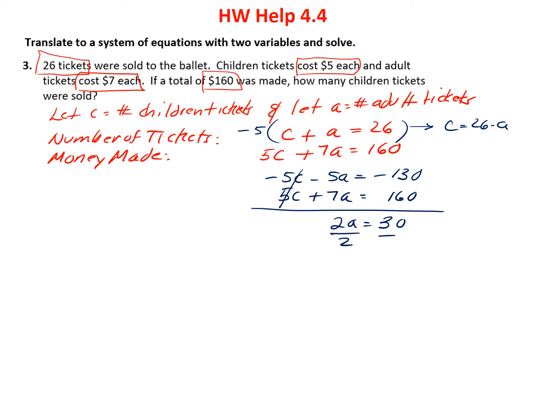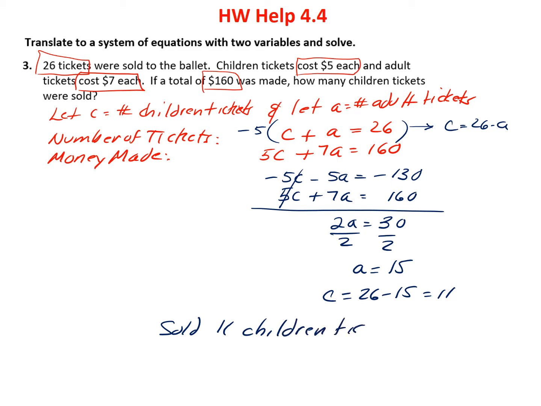So that means when we divide by 2, the number of tickets to the adults was 15. Right? So in that case, we know that the children equals 26 minus the adults. So 26 minus 15 means that the children tickets was 11. So they sold 11 children tickets. That's what they ask you. And they sold 15 adult tickets. And that's our answer there.